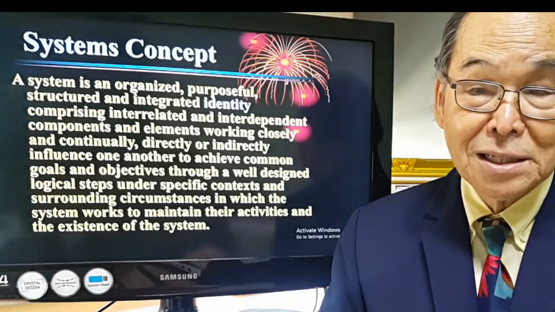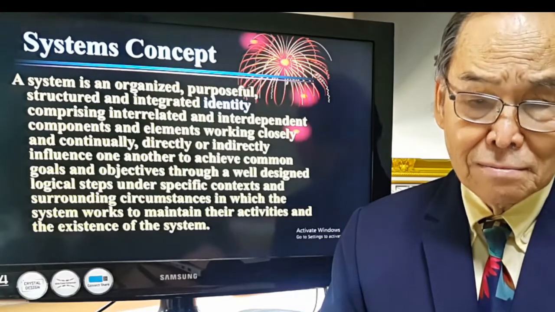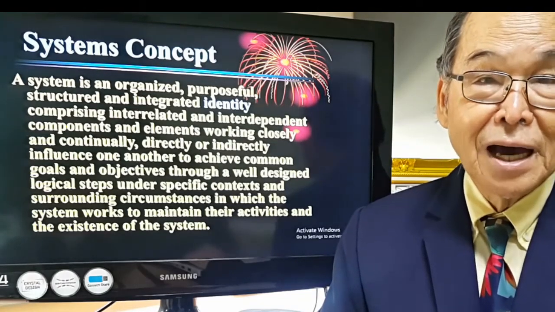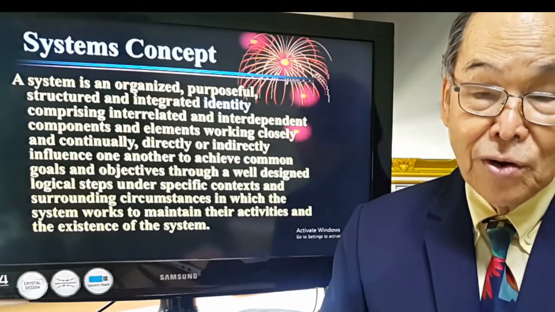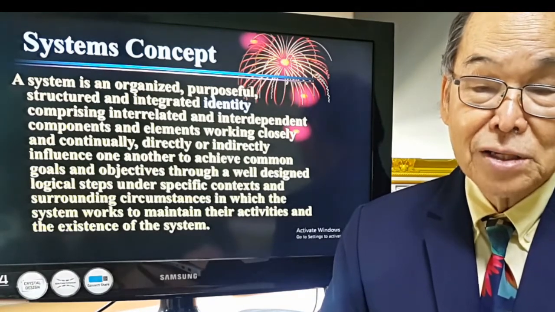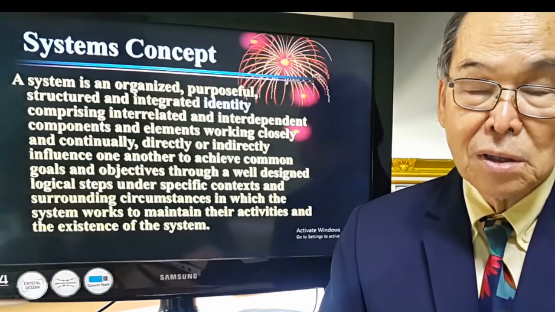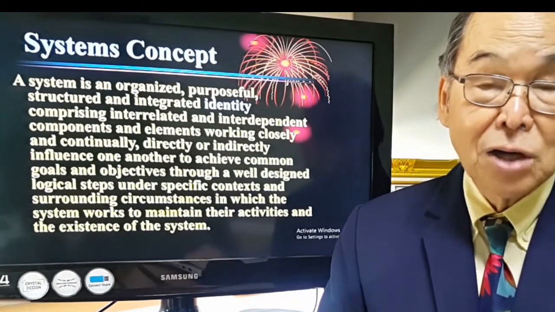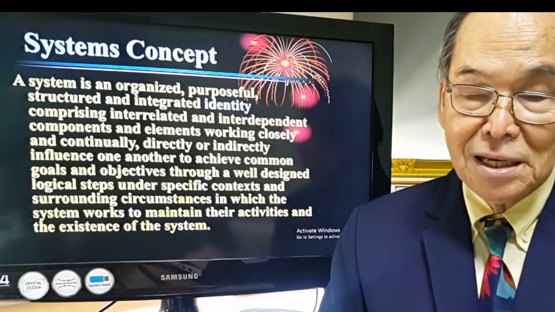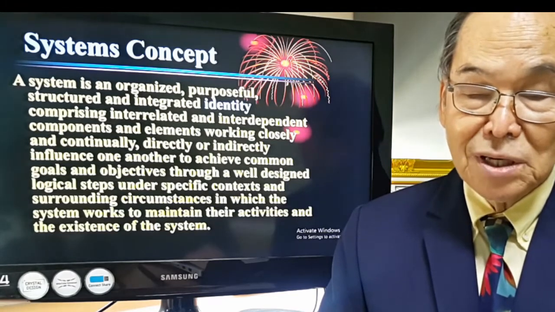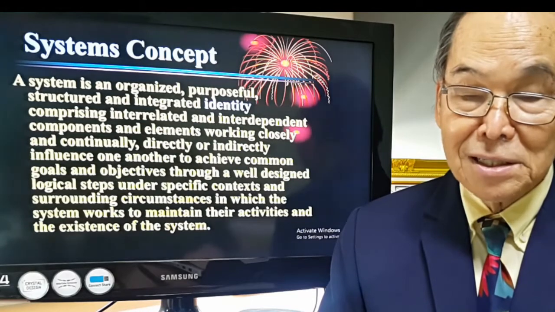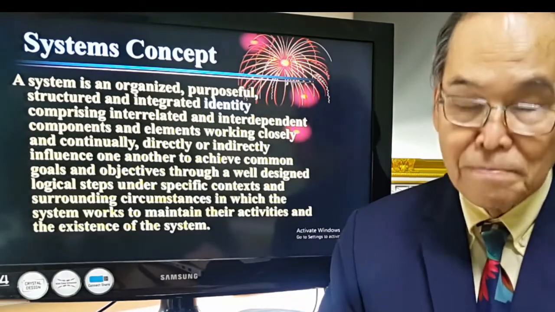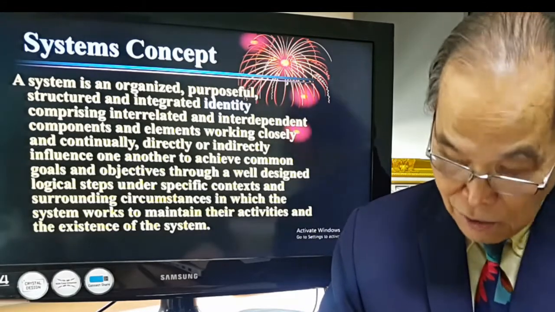The system is an organized, purposeful, structured, and integrated entity comprising interrelated and interdependent components and elements working closely and continually, directly or indirectly influencing one another to achieve common goals and objectives through well-designed logical steps under specific context and surrounding circumstances in which the system works to maintain their activities and the existence of the system. Okay, these are the definitions of the system, in conclusion to 1, 2, 3, or what you have studied.